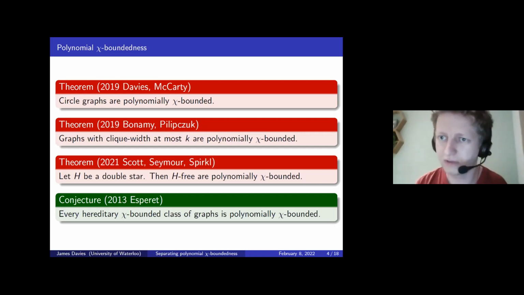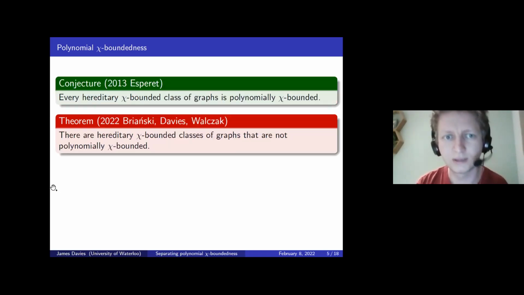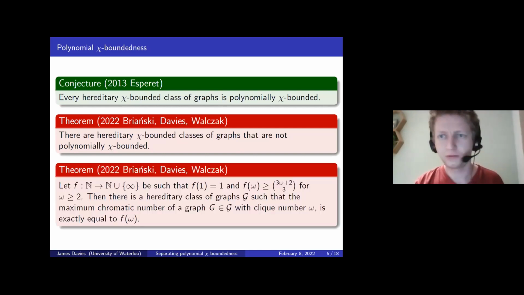Extending the ideas from this recent breakthrough, I'm happy to say that we can get a counterexample to this. So we can construct hereditary classes that are chi-bounded but not polynomially chi-bounded. And actually we can do quite a lot more than this. So we're able to prove this stronger, slightly technical result, which isn't actually in the paper yet.